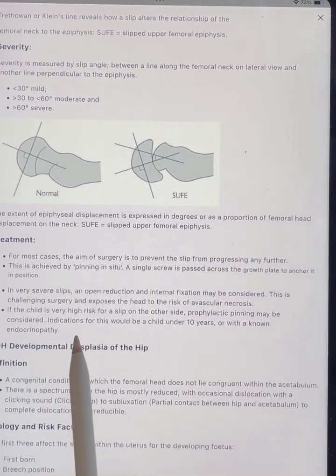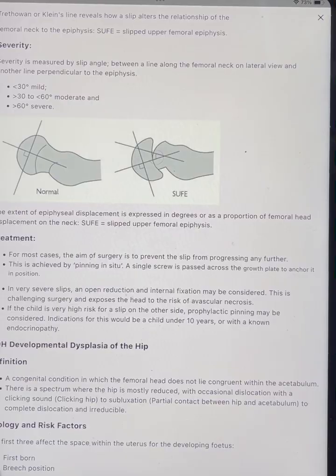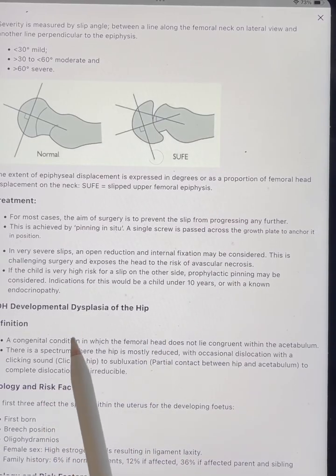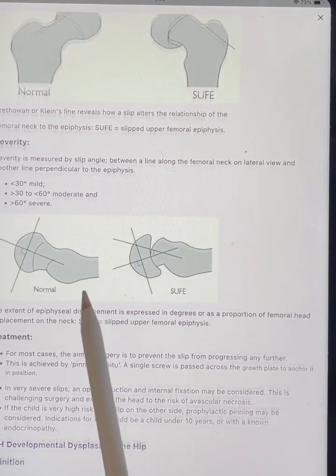For treatment, the most common aim of surgery is to prevent the slip from further slipping. A single screw can be placed. Next, developmental dysplasia of the hip joint, a congenital condition. So this is SUFE, age is 16 years.